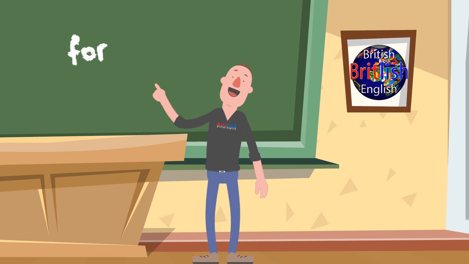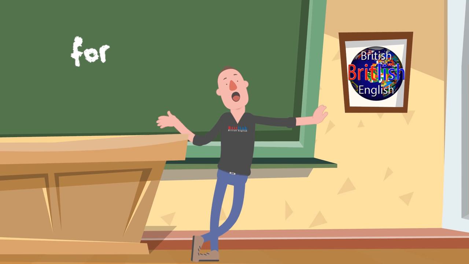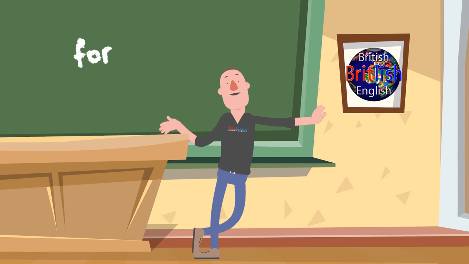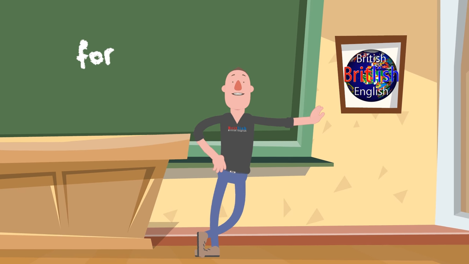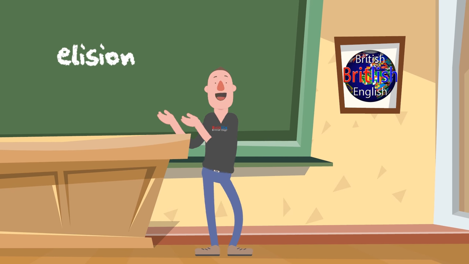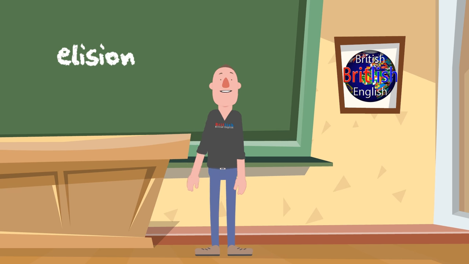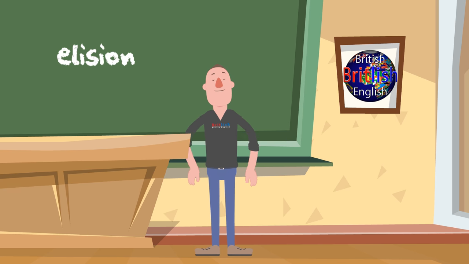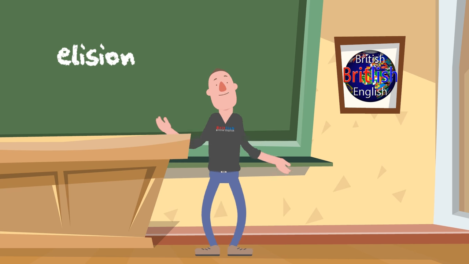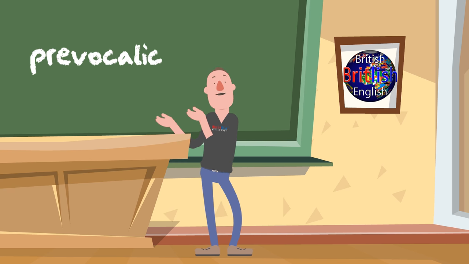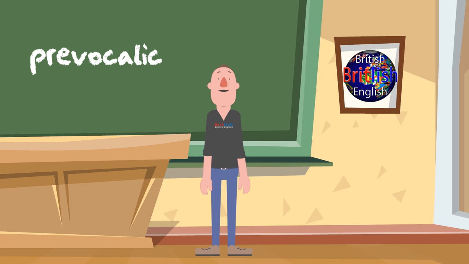When the weak form of "for" comes before a word beginning with a vowel, we often hear the weak form "frə". 'Tis because of elision. Elision is the missing out of sounds in the way I said 'tis for it is. Take this sentence for instance. Here I've used the pre-vocalic weak form of "for", "frə", for instance.